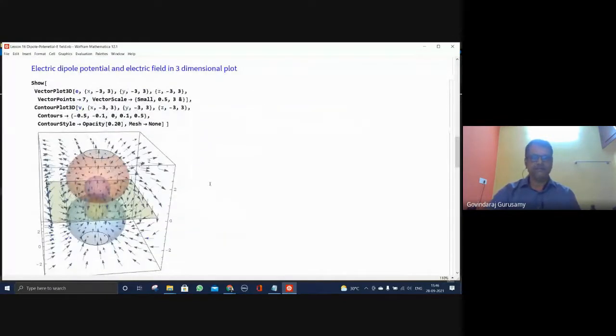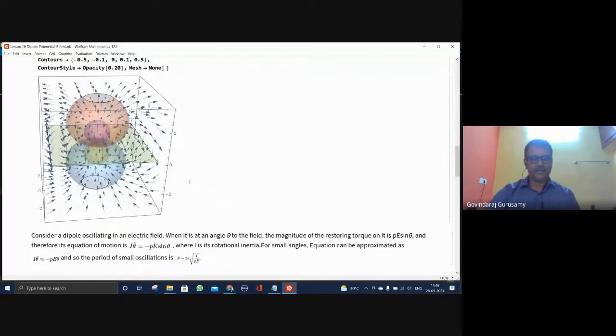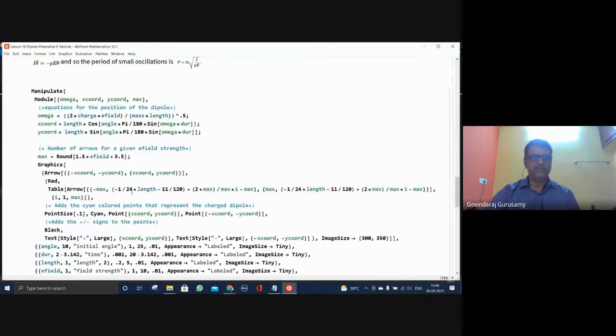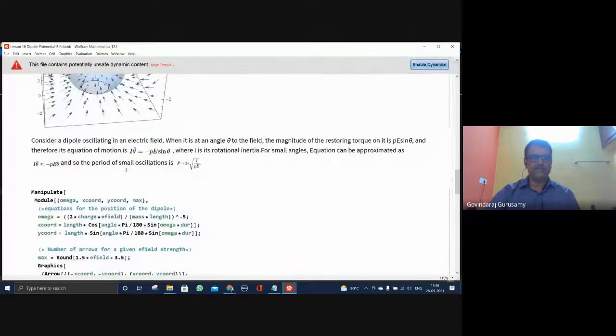Okay, so now come to this dipole. When you place it in an electric field, it executes a simple harmonic motion. That also can be shown. This is the simple thing that can be shown: consider a dipole oscillating in an electric field. Then it is at an angle of theta to the field. The magnitude of the restoring torque on it is pE sin theta, and therefore its equation of motion is described like this.